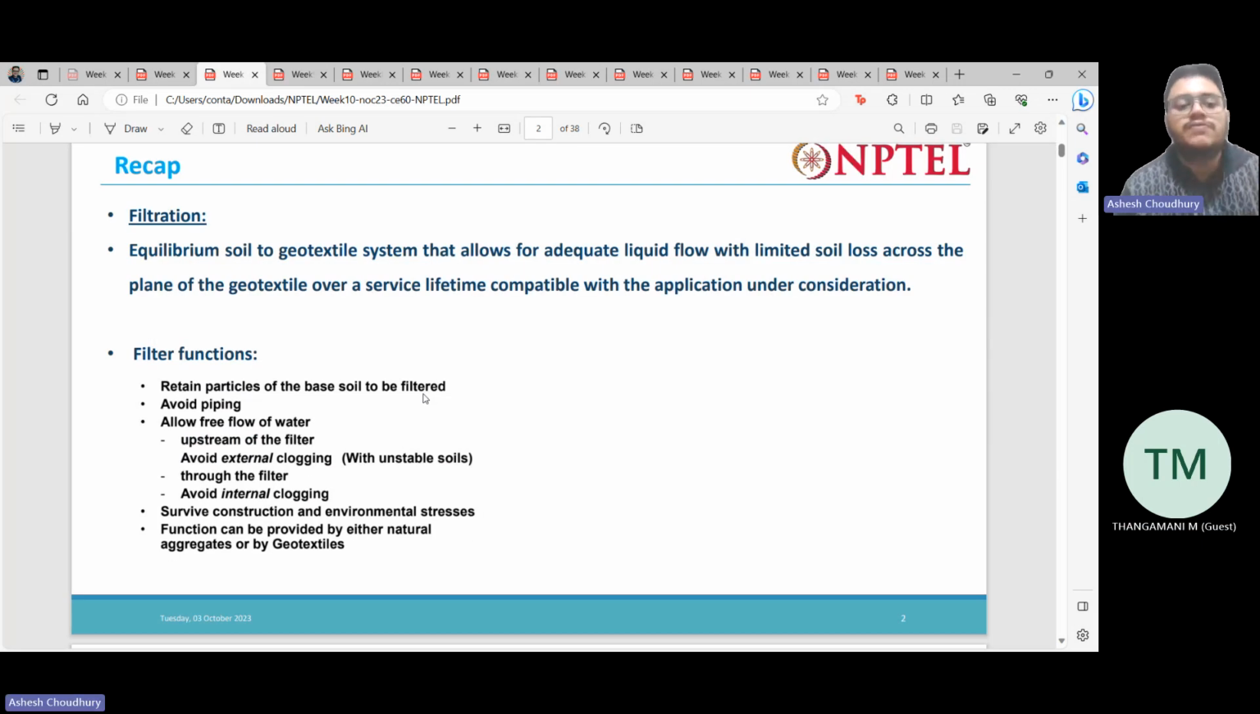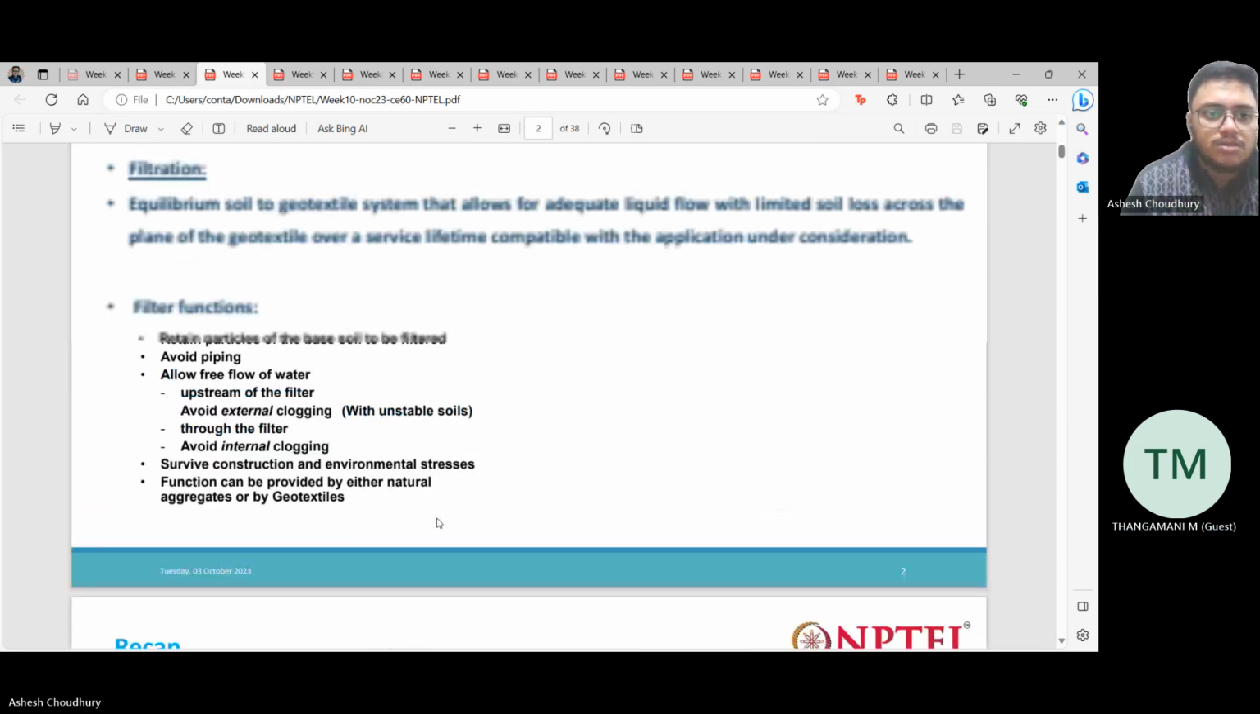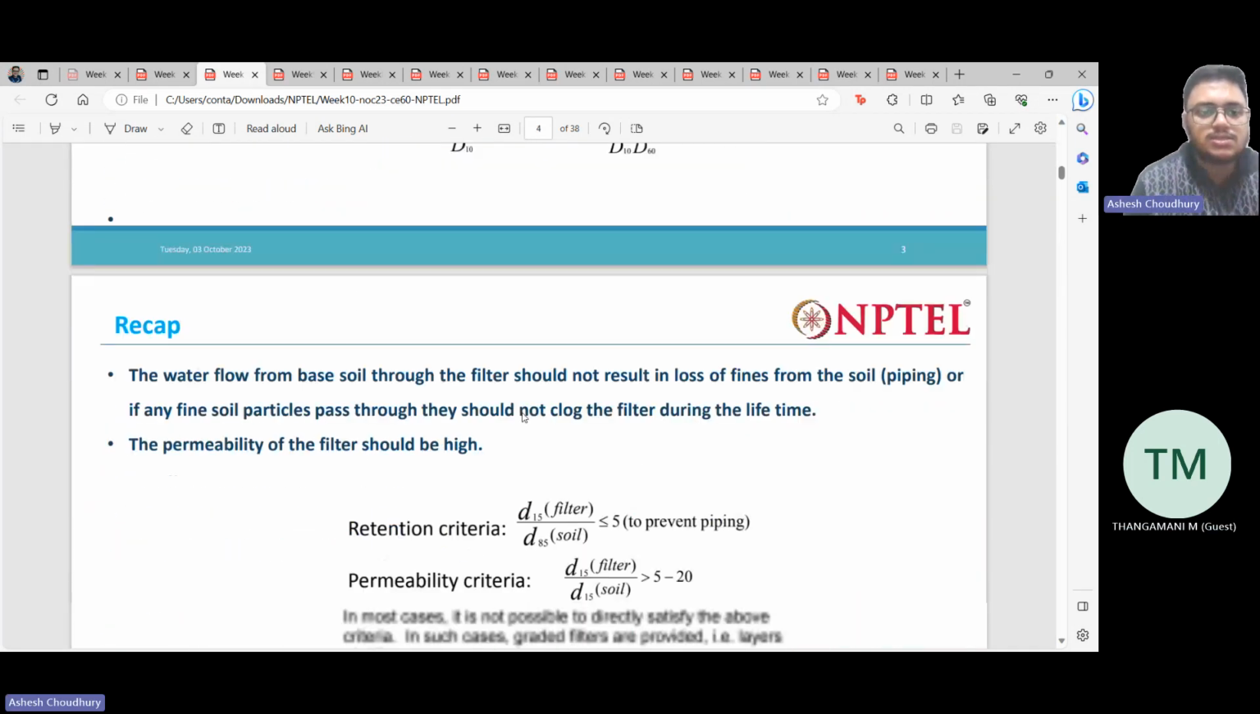So what is the purpose of filtration? Filtration actually prevents piping of the soil and the loss of soil particles, and it helps the easy passage of water through it. So all this about filtration we discussed.